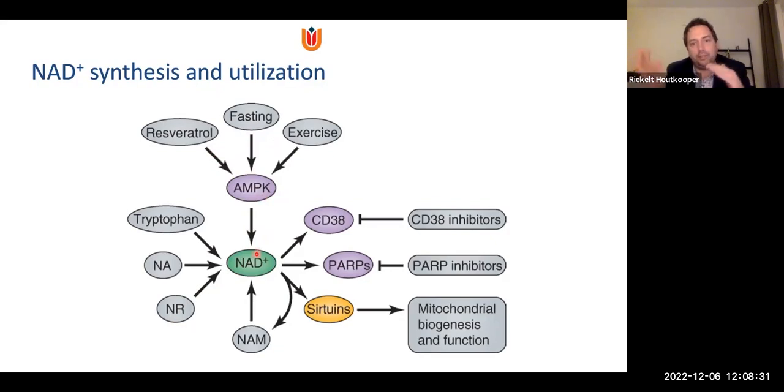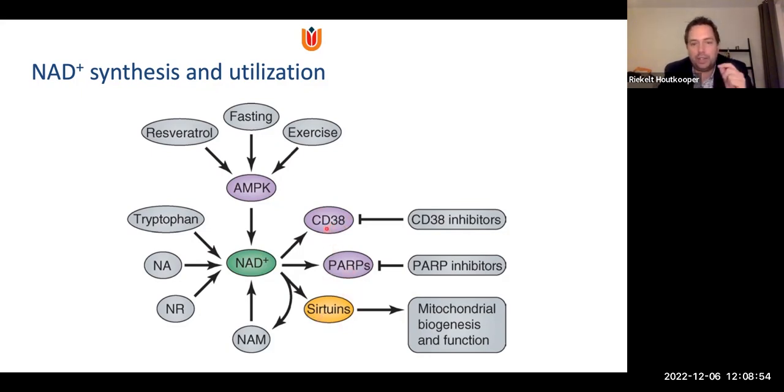At the other side of the balance, so this is the synthesis side. On the other side, we have the consumption of NAD, which also obviously leads to managing this balance of NAD levels. And so NAD is being consumed by several families of enzymes. So I already mentioned CD38 as one of the cyclic ADP ribose synthases, the PARPs and the sirtuins.